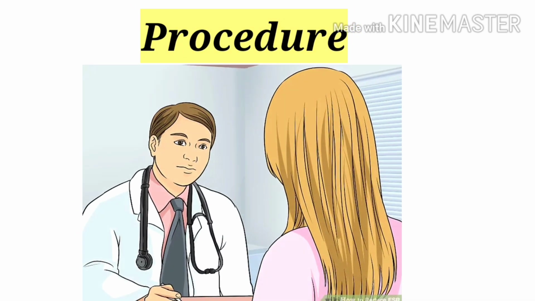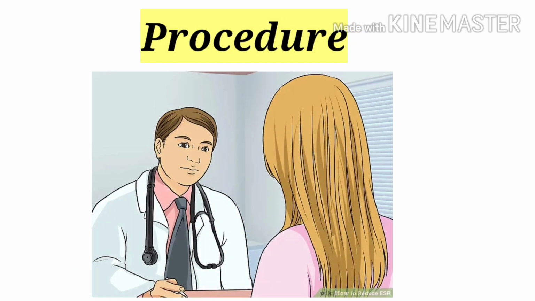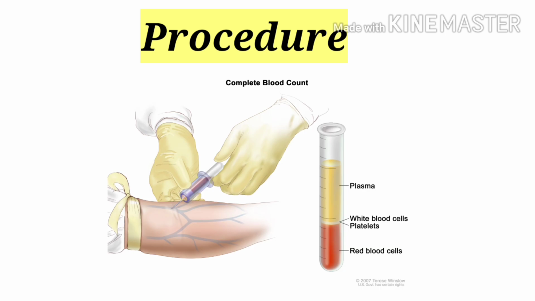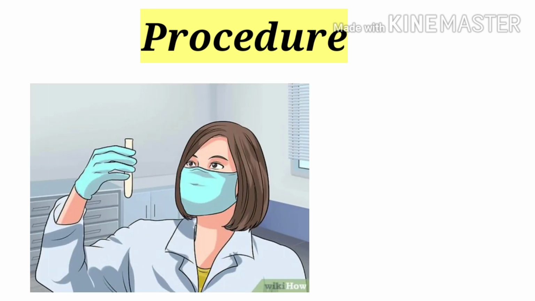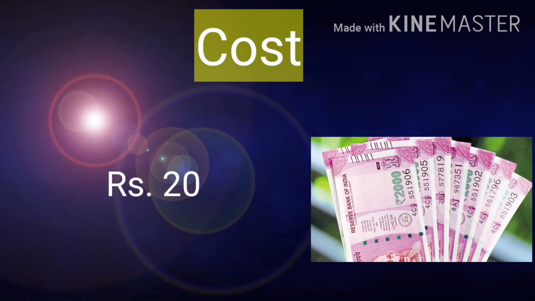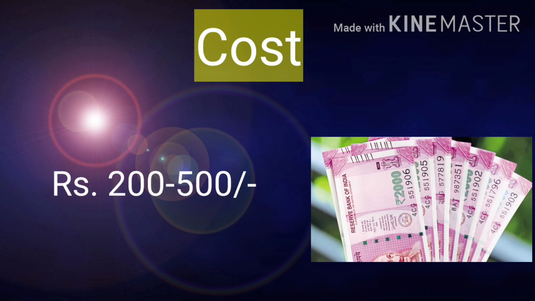Coming to the procedure of CRP test, for the CRP test, no preparation is needed. You can have CRP test at any point of time. A blood sample is collected from the patient and is sent to the lab for examining the CRP levels. And the results will come on the same day. And the cost of CRP test ranges from 200 rupees to 500 rupees. And the cost varies from region to region and laboratory to laboratory.